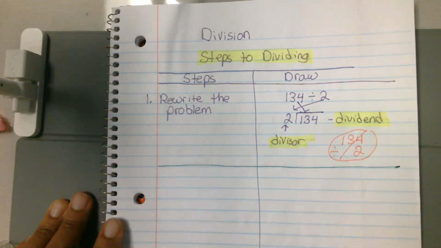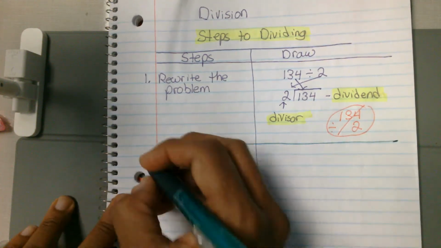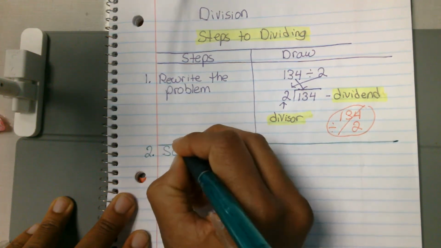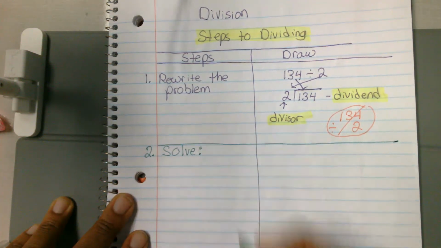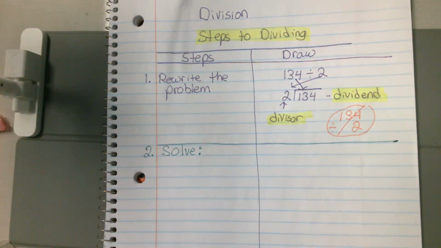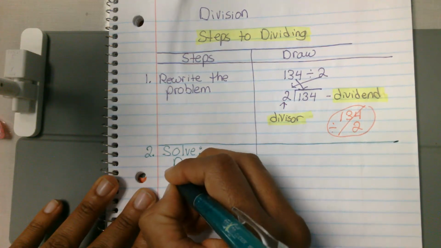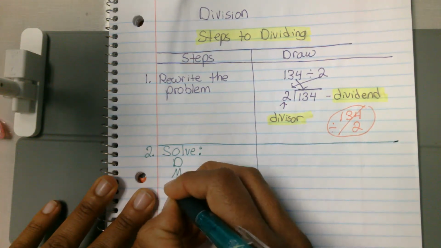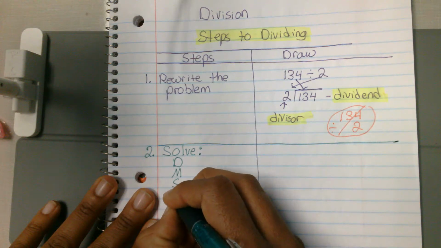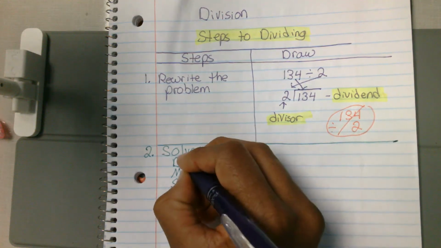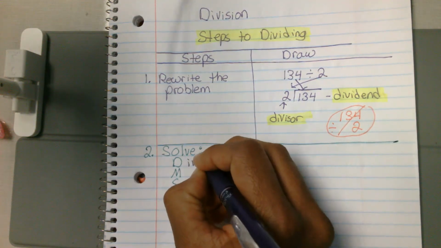Rewrite the problem in the bracket if you need to. Step 2. Now we need to solve, and there are lots of steps when we are solving our division problem. Yesterday we talked about, remember, we're going to write this: D, M, S, B, and R. D stands for divide. That is our first step.